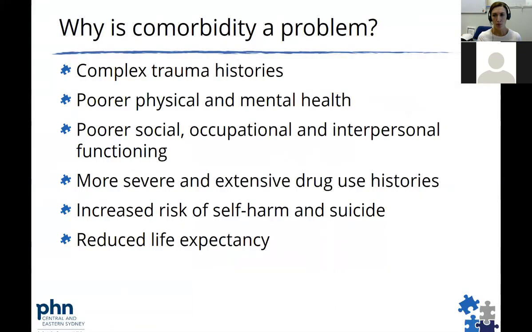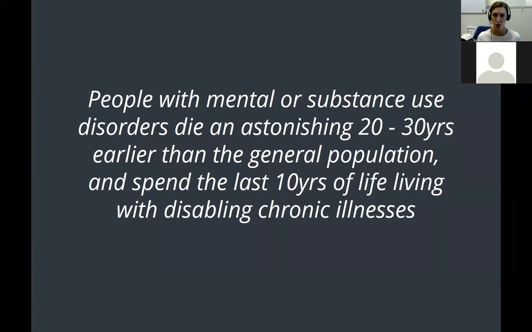So comorbidity is a problem because not only do people with comorbidity experience symptoms of their mental health and substance use disorders, but they also have complex presentations, and this can complicate their treatment and recovery. And research has shown that people with mental or substance use disorders die 20 to 30 years earlier than the general population and spend the last 10 years of life living with disabling chronic illnesses.